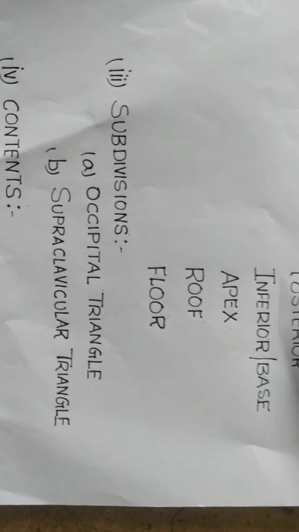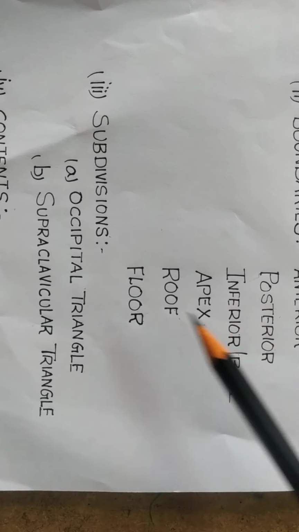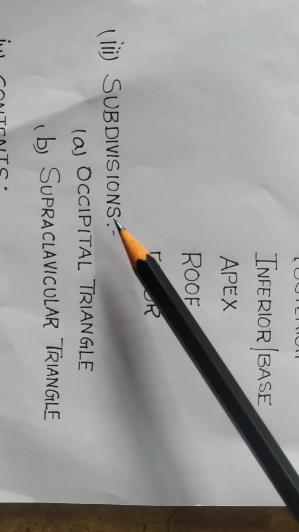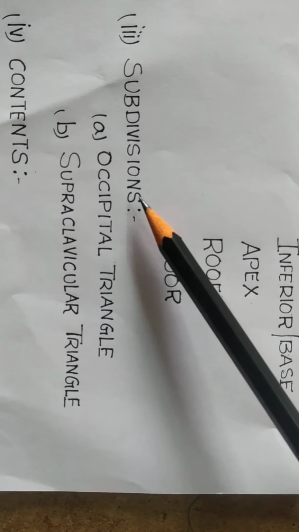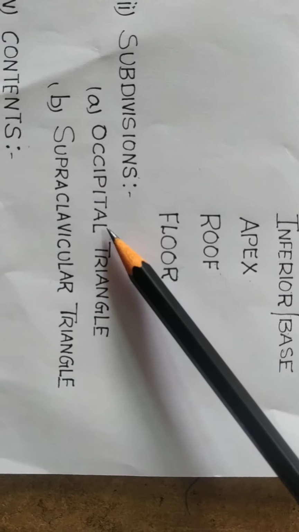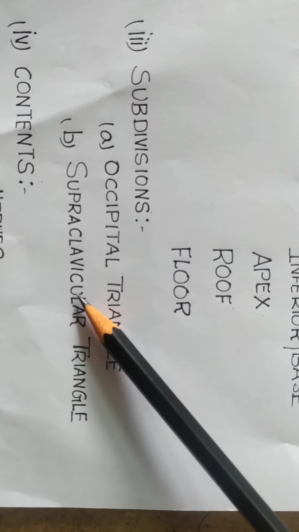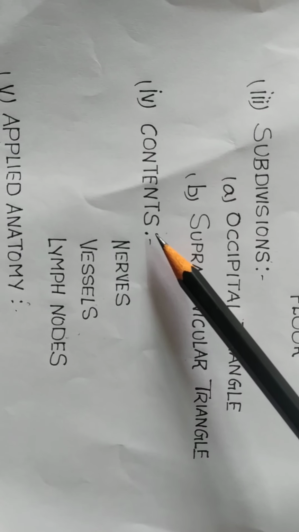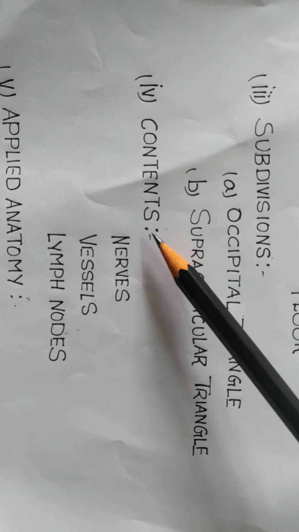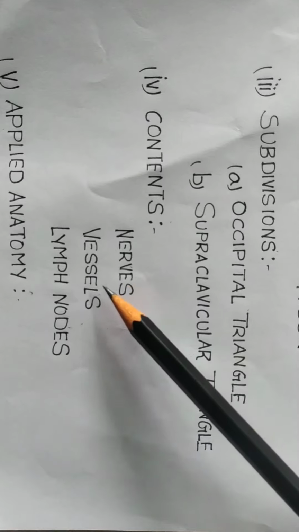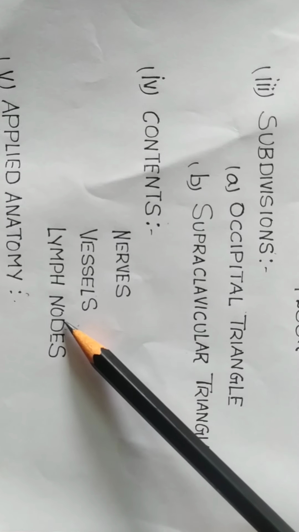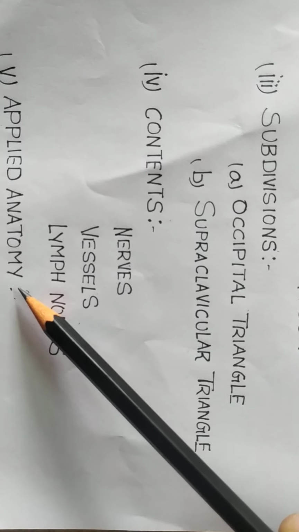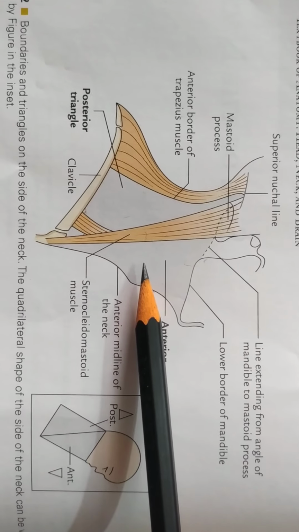Once we have discussed the boundaries of the posterior triangle, we should know its subdivisions. The subdivisions of the posterior triangle are the occipital triangle and the supraclavicular triangle. Contents of the posterior triangle: under contents, we will discuss nerves, vessels and lymph nodes. Finally, we are going to conclude the class with applied anatomy.